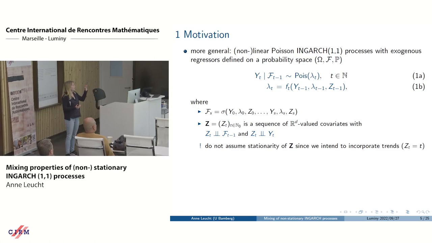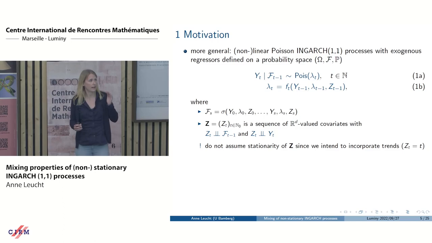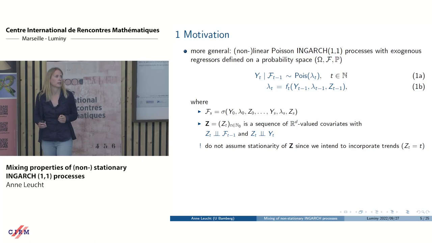And now the sigma algebra F_s also contains these covariates. And F can be quite flexible, so you see it also depends on time, so this is where we go for non-stationarity later on. But we are a bit restrictive regarding the covariates in the following sense. We assume that these C_t are independent of the processes Y, lambda, and Z, and also that C_t is independent of Y_t. But we do not assume stationarity.